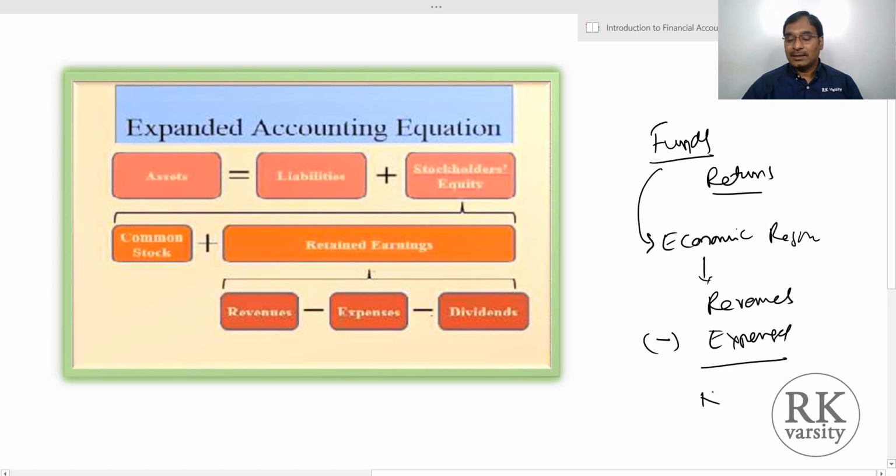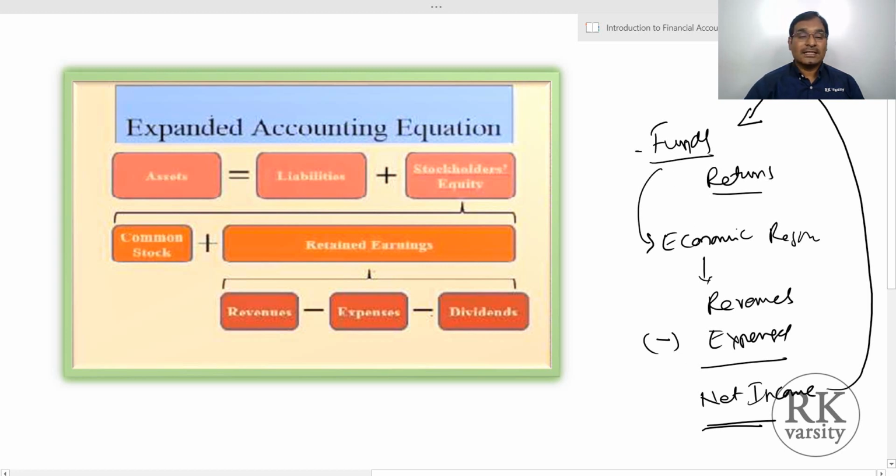Then it will earn a net income after paying taxes, depreciation, everything. This net income belongs to the owners, because they are the people who provided the funds. So this will go to the equity. This is explained in our extended accounting equation.